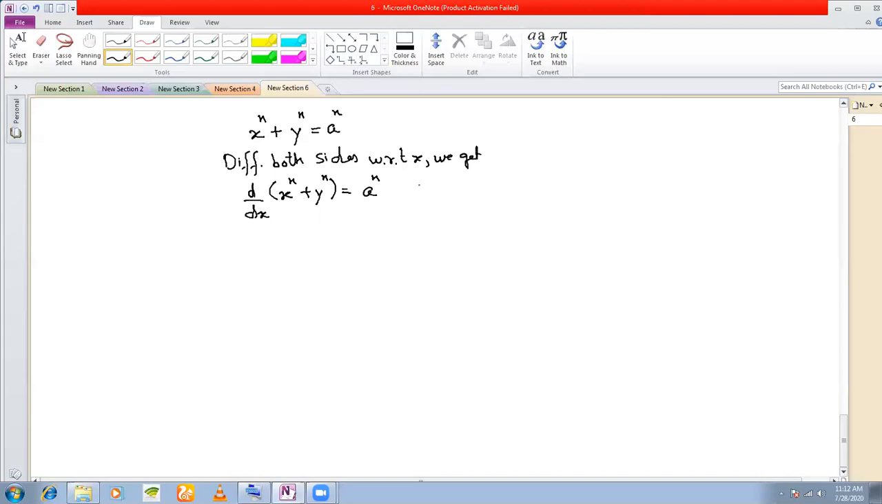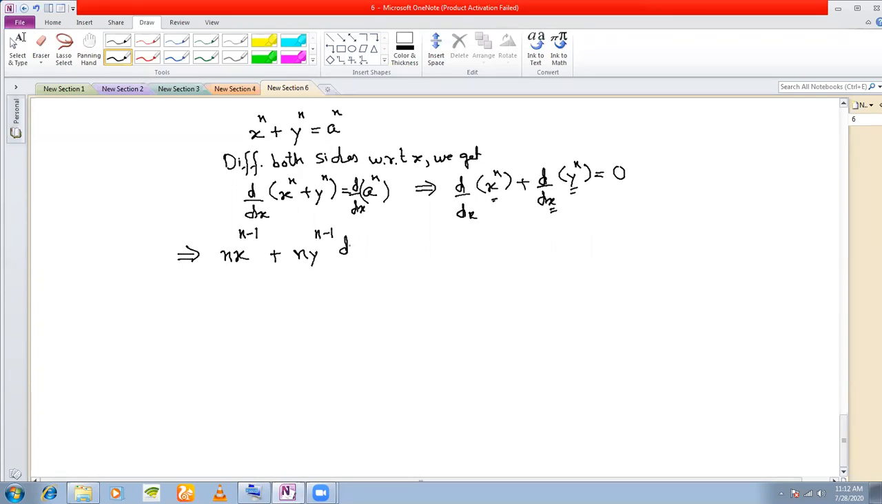Let's see. That means d/dx of x to the power of n plus d/dx of y to the power of n. I've forgotten to write d/dx here. d/dx of e to the power of n is 0 because e to the power of n is a constant. What is the d/dx of x to the power of n? n x to the power of n minus 1. And how will I differentiate y to the power of n with respect to x? I will first differentiate y to the power of n with respect to y to get n y to the power of n minus 1, and then multiply with dy/dx.